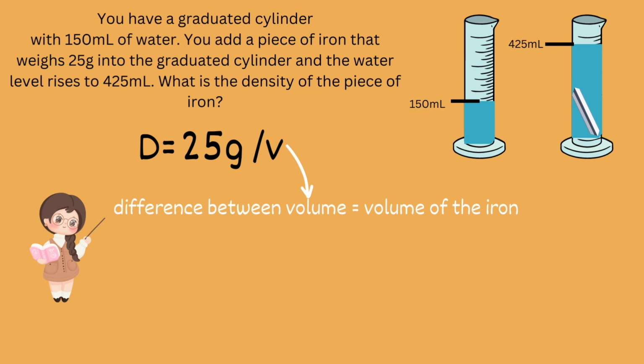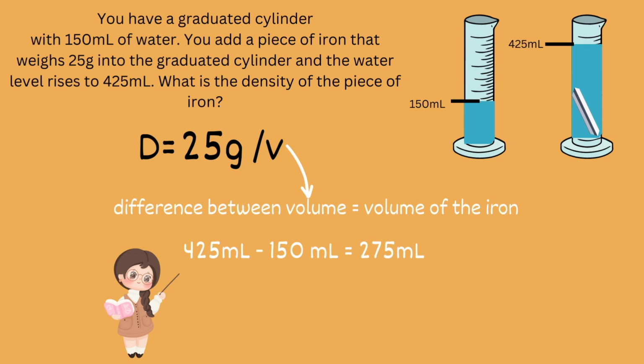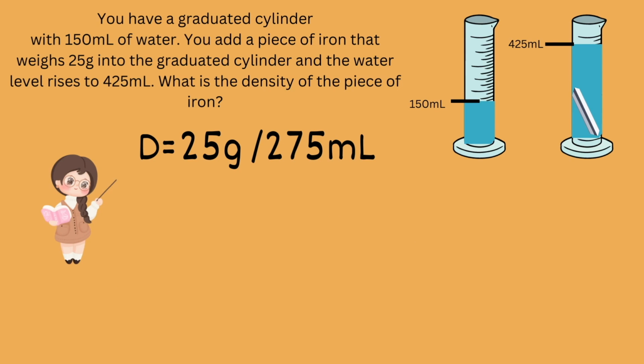The volume of the iron is going to be equal to the difference in the water volume without the iron piece and with the iron piece. So we know the volume before the iron was put in was 150 ml, and the volume with iron was 425 ml. If we calculate this, we get 275 ml. So our density is 25 grams over 275 ml.